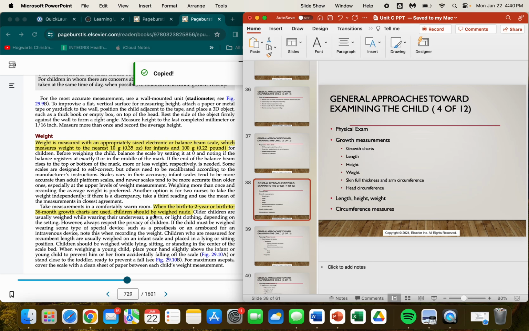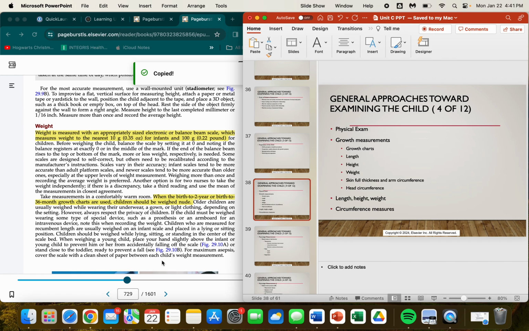Depending on the chart that's used, most of the time we're going to want to weigh kids when they're naked, especially young babies. I think up to about 18 months they want to weigh them nude, sometimes up to 2 years. If they're laying on the electronic scale, you have to lay the baby on the actual scale, and they're going to want you to take off their diaper and their clothes.